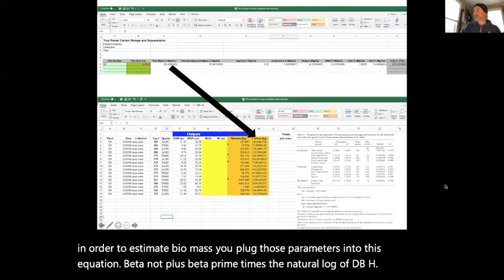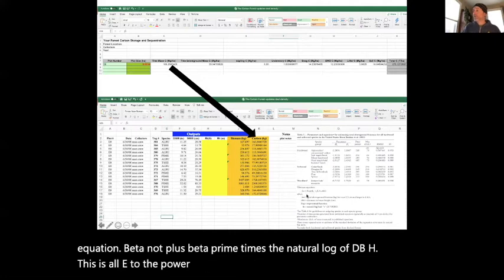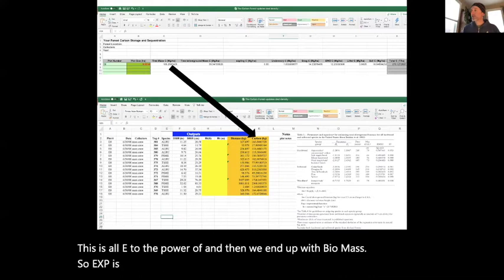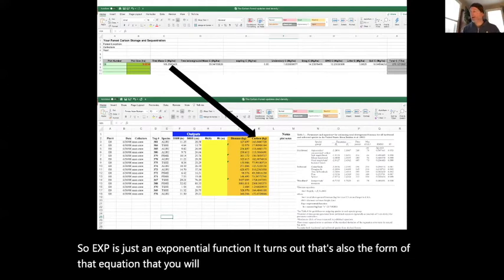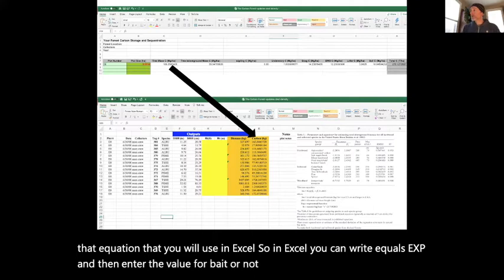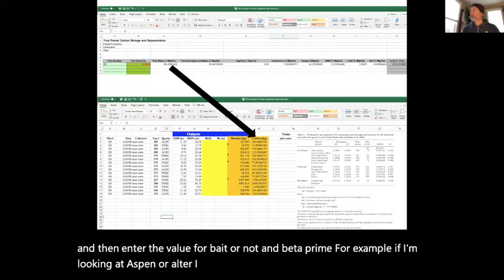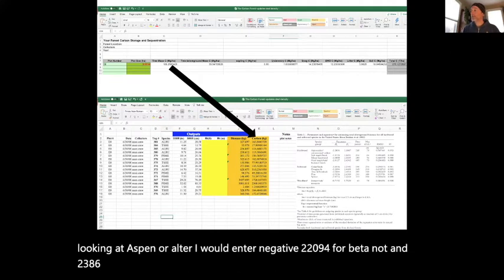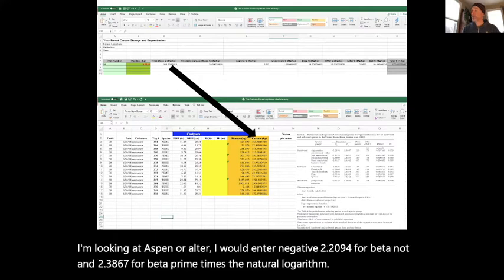This is all e to the power of, and then we end up with biomass. So exp is just an exponential function. It turns out that's also the form of that equation that you will use in Excel. So in Excel, you can write equals exp and then enter the value for beta naught and beta prime. For example, if I'm looking at aspen or alder, I would enter negative 2.2094 for beta naught and 2.3867 for beta prime, times the natural logarithm of the dBH for an individual tree.